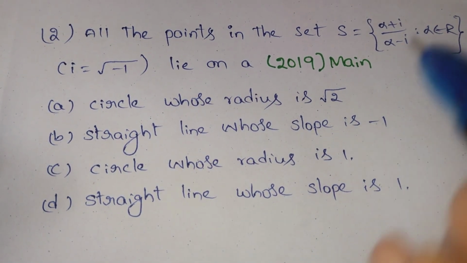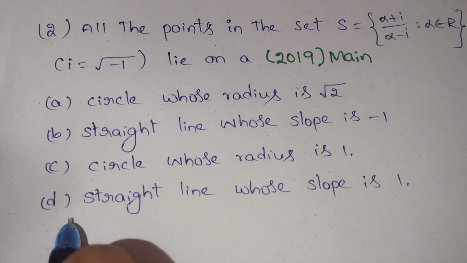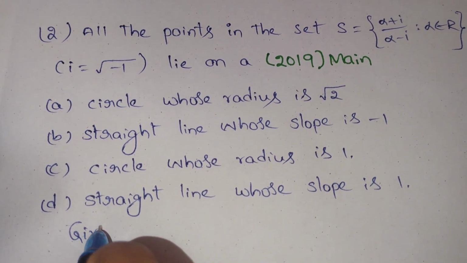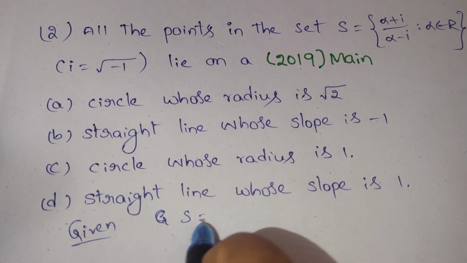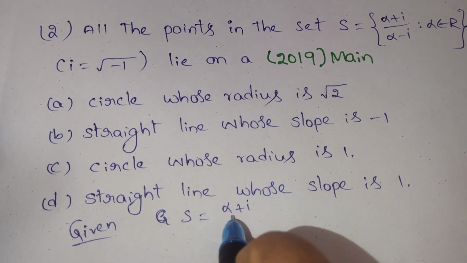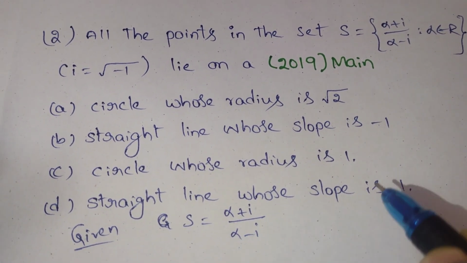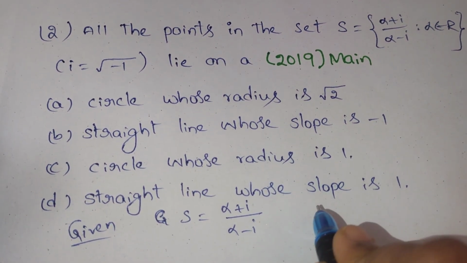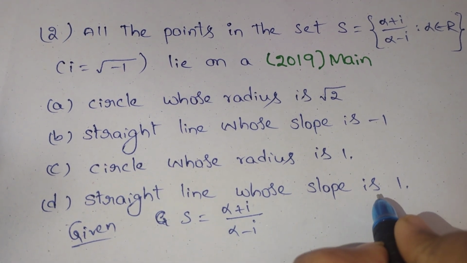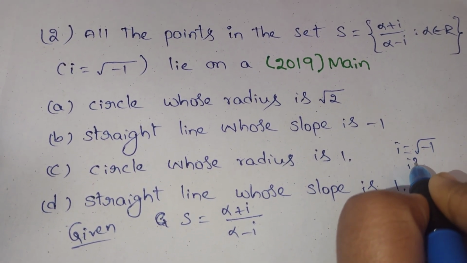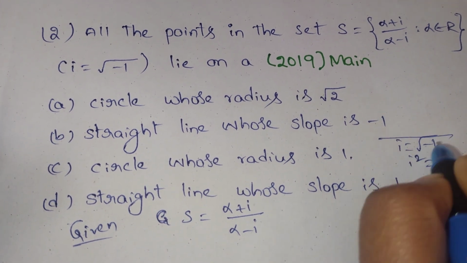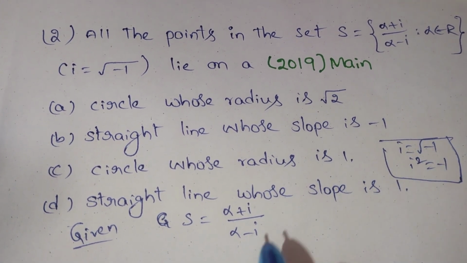Write the given. What is the given? S equals alpha plus i divided by alpha minus i. And here they give an i value. So what is the i value? i equals root minus 1 and i square equals minus 1. So keep in mind these values.